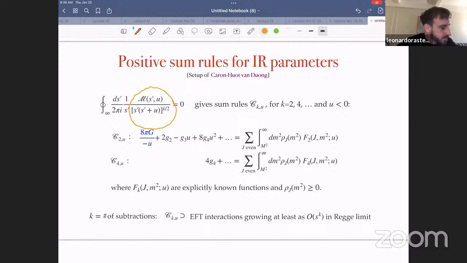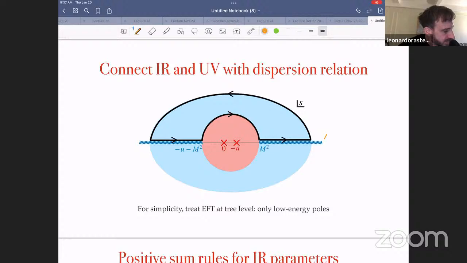So k here is an even integer from 2 to 4 and up. You see that it's more and more subtracted, but k equal to 2 is already safe because we are divided by two powers. And so by the analytic assumption that I had earlier, this has to be 0. And so we split the contour in these two parts. The arc at infinity vanishes by our Regge behavior assumption, and then we split the contribution that comes from the cut, that's the high energy part, which will be the right hand side, and the contribution that comes from this arc.